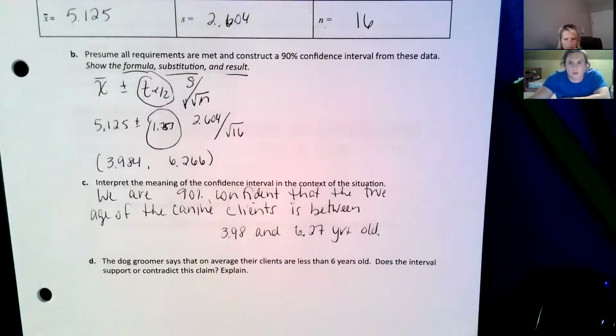Everybody good with that? So D says the dog groomer says that on average, their clients are less than 6 years old. Does the interval support or contradict the claim? Let's see if any of you can chime in on this one. Would it support it because it's between the confidence intervals? No, it wouldn't, since it says less than, and the interval goes over 6, so it contradicts.